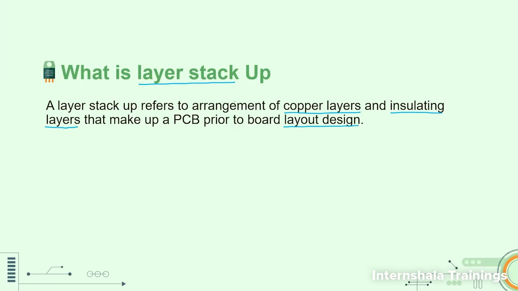So always remember, whenever you start with the layout design, first of all you have to think about the layer stackup. In our case, as we are dealing with a 2-layer PCB, the layer stackup is not that complicated. But when you go for higher layers, for example 4, 6, 8 or 12 layers, the complexity of the layer stackup increases. Let's understand this in more detail, and let me show you how the layer stackup of a 2-layer PCB looks like.